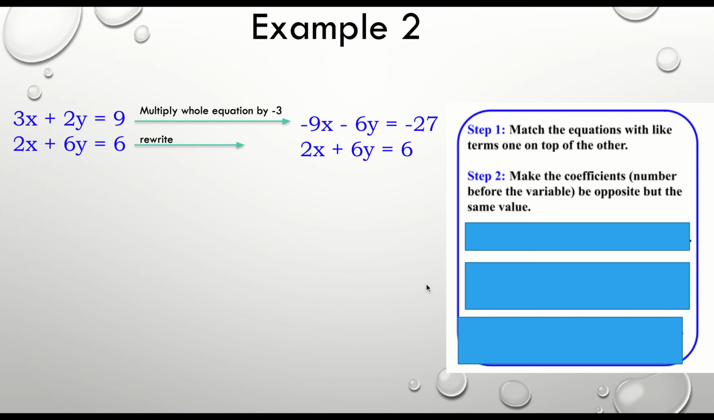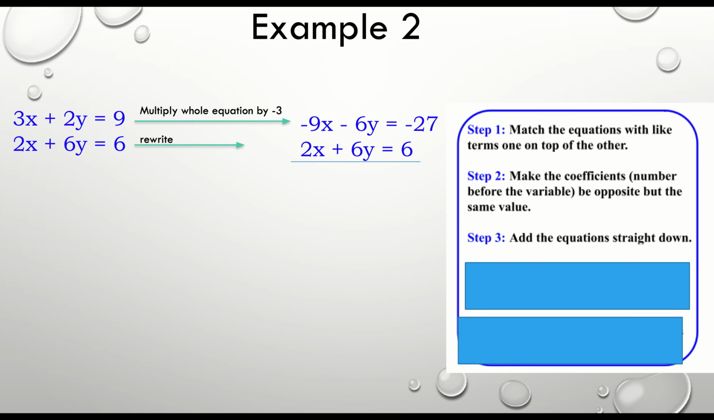Well, the third step told us to go ahead and add the equation straight down. So when we do that, we're going to end up eliminating the variable y. As we continue to simplify, we can go ahead and solve for x, and x is equal to 3.